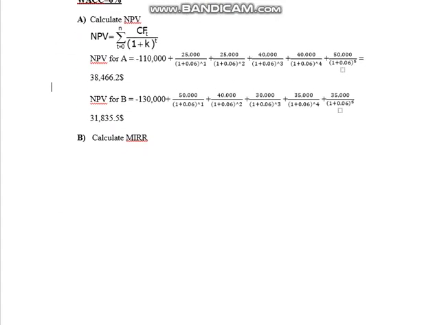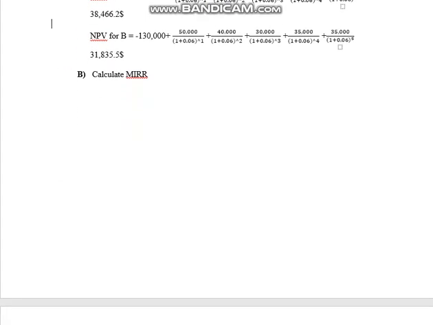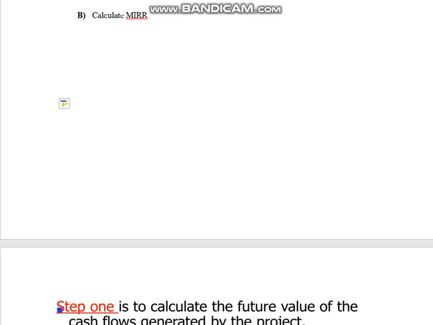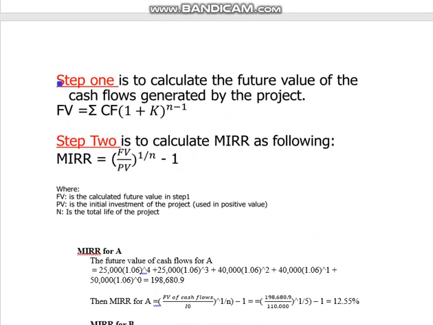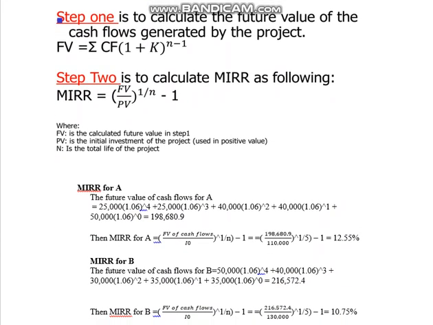Then, in order to calculate the MIRR, which is the modified internal rate of return, as we know, step 1 is to calculate the future value of the cash flows generated by the project. The future value is the sum of the cash flows times 1 plus K to the power n minus t, or n of a future.